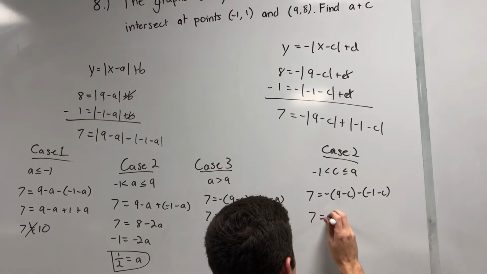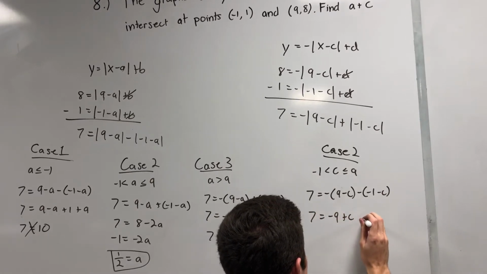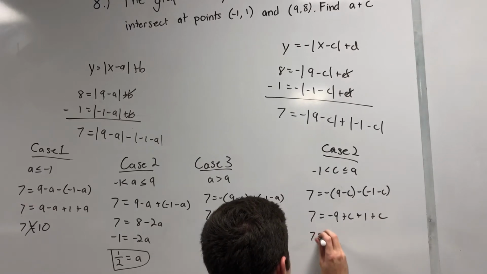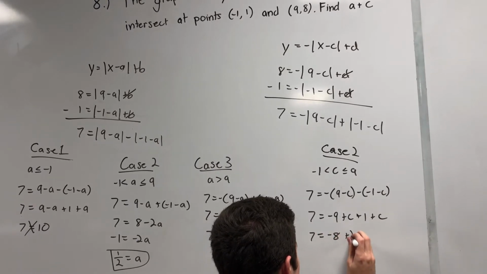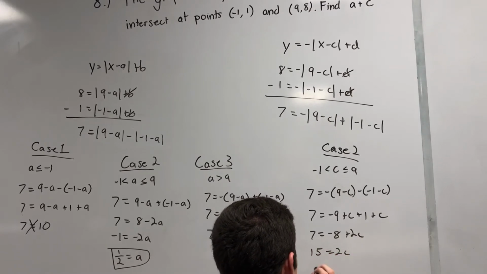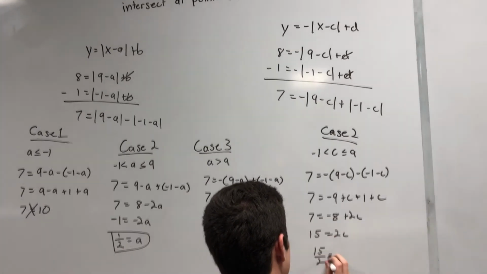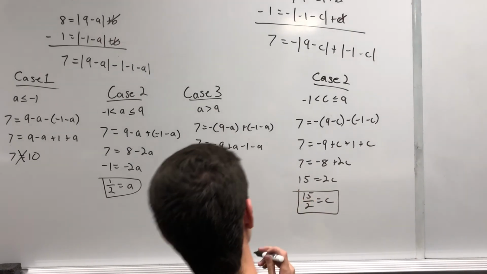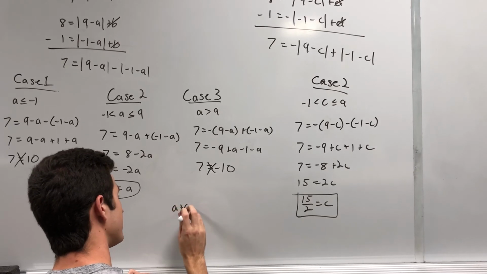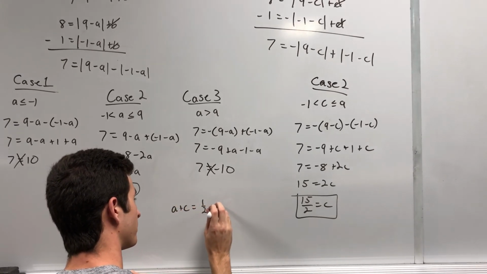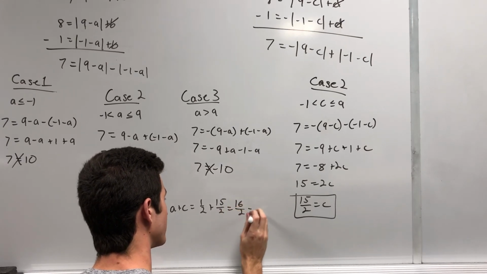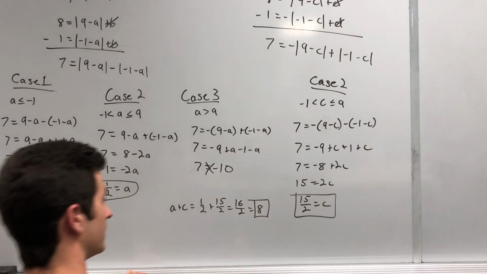So 7 equals -9 plus c plus 1 plus c. So you have 7 equals negative 8 plus 2c. So 15 equals 2c. 15 halves equals c. And it asks you for a plus c. So a plus c equals 1/2 plus 15 halves, which equals 16 halves, which equals 8. And that's your answer.